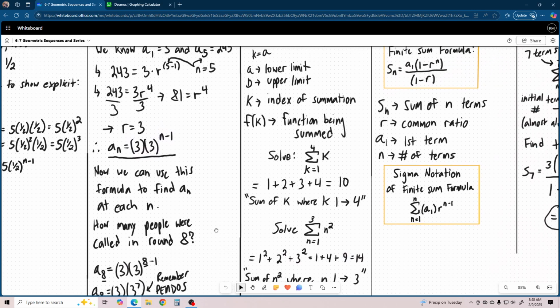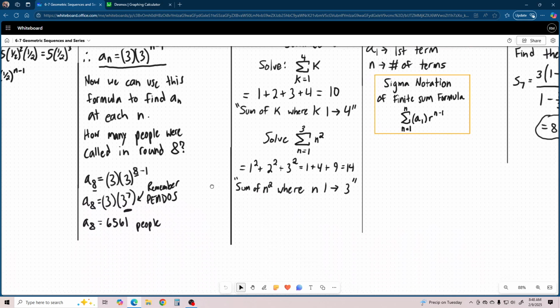So how many people were called in round 8? Well, let's figure it out. We have a sub 8, because that's the nth term. The nth term is 8 in this case, of our initial value, which is 3, times our common ratio, which is 3, to the 8 minus 1, which is 7. So a sub 8 equals 3 times 3 to the 7th.